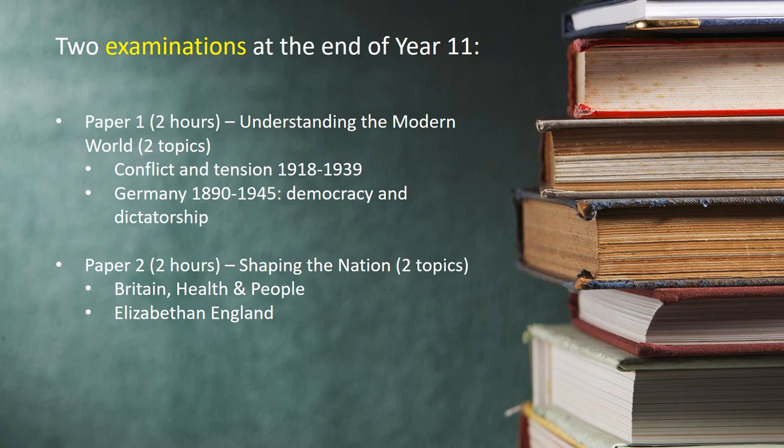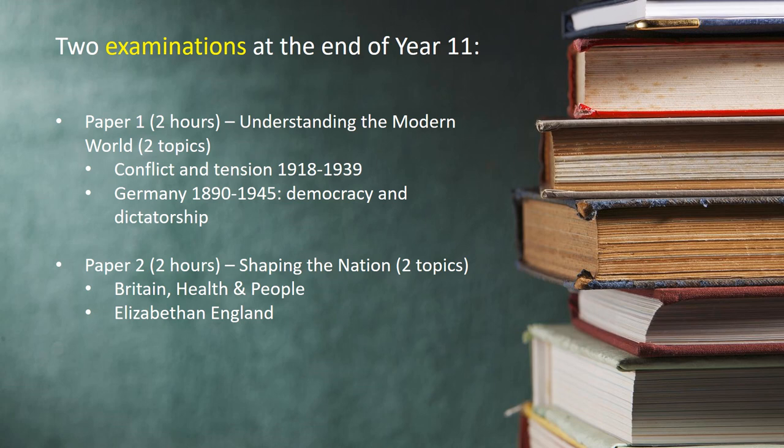Topic 2 is called Germany 1890 to 1945 and will explore the turbulent period of change from the Weimar Republic democracy to the dictatorship and the rise and fall of Nazism.